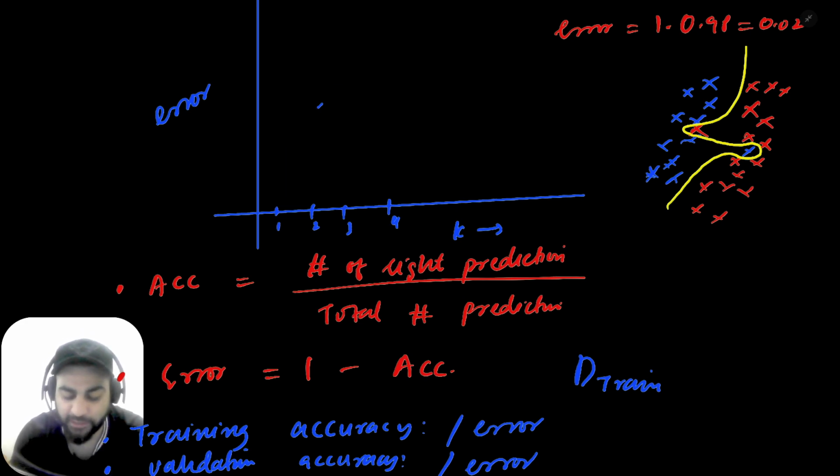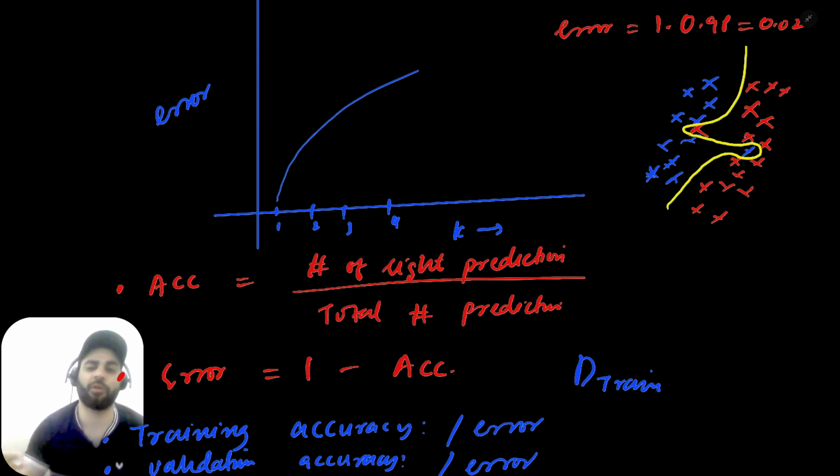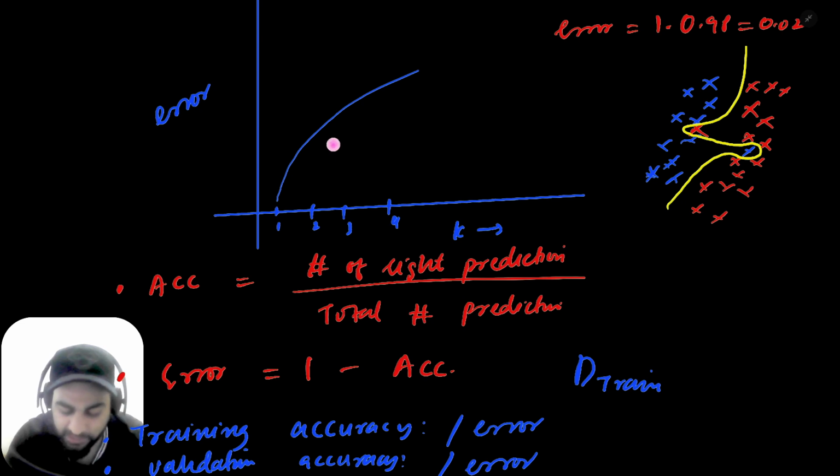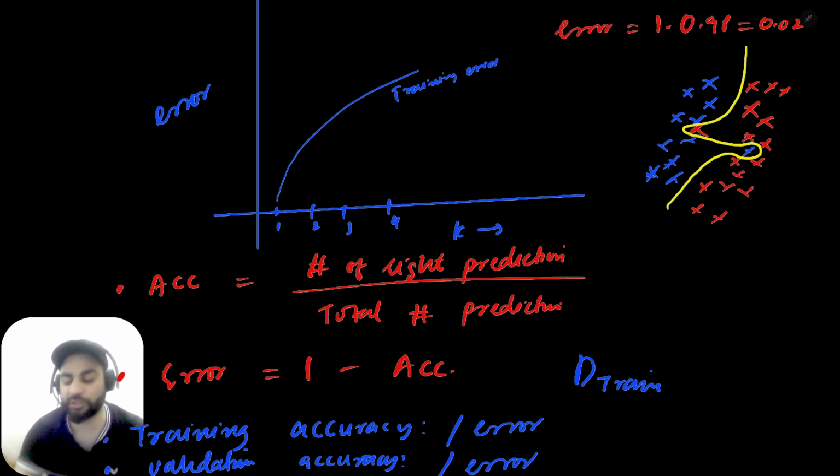If I take a big picture, it'll be something like this. Once you keep increasing k, this is the training error, and the training error will keep increasing as you increase k.